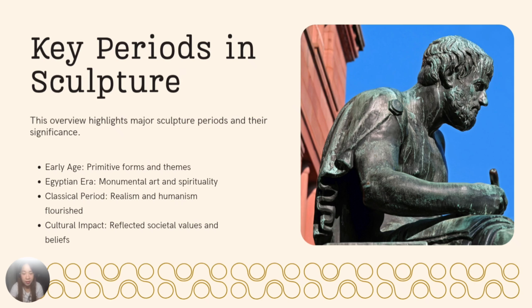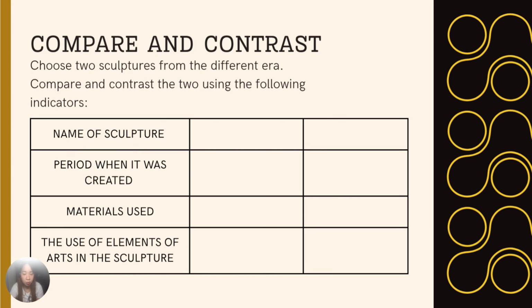Anyway, for my students, here is a compare and contrast. Choose two sculptures from different eras. Compare and contrast the two using the following indicators: name of sculpture, period when it was created, material used, and the use of elements of art in the sculpture. Okay, so that's it for now.